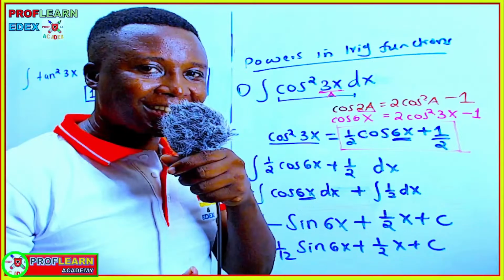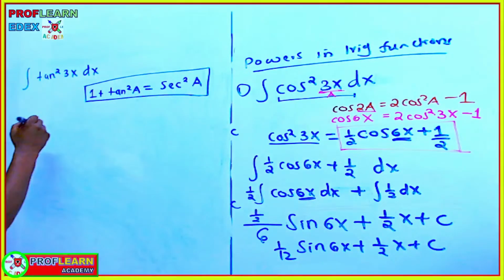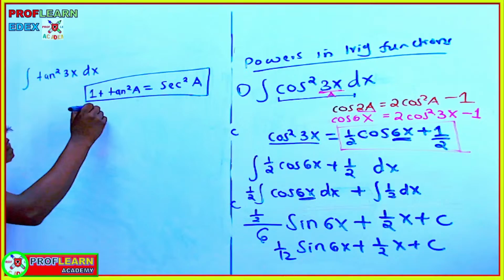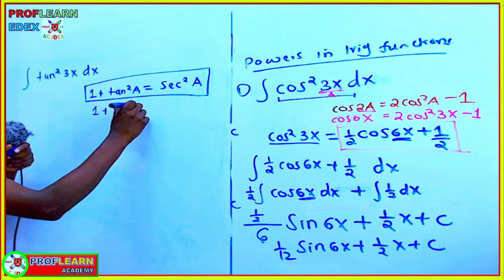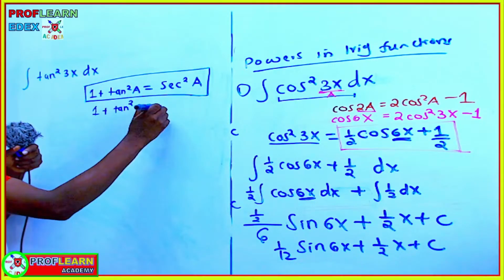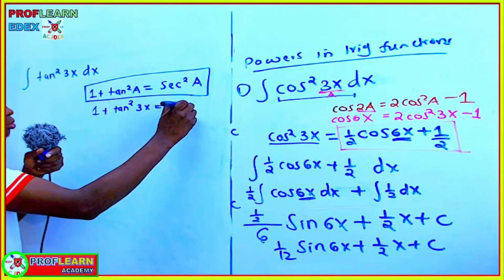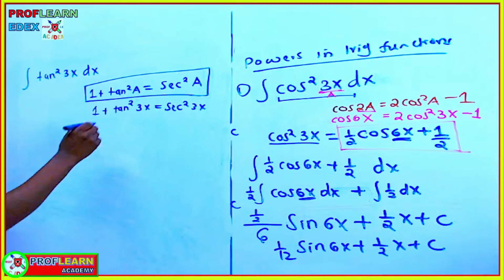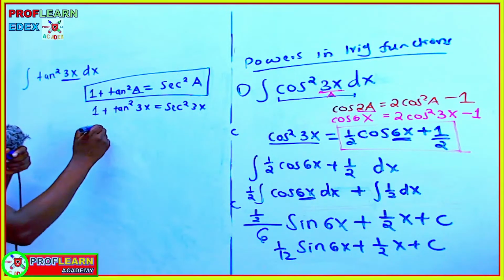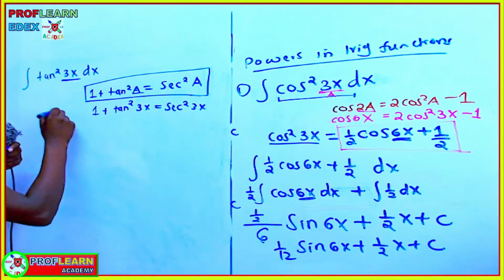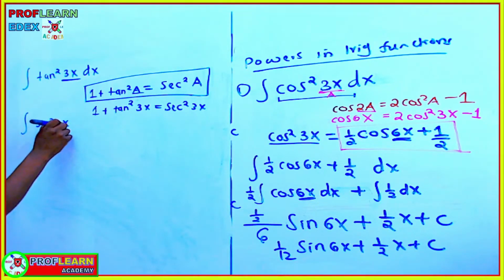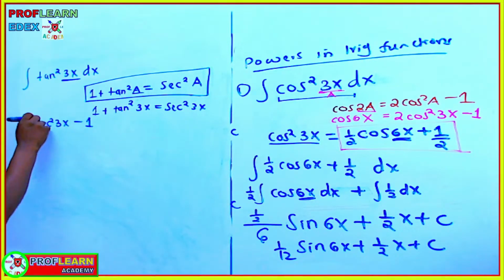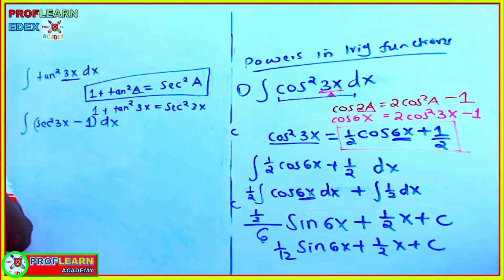So which will mean that we can now say 1 plus tan squared 3x is equal to sec squared 3x, because our A is actually this particular part. So this term can be written as sec squared 3x minus 1 with respect to x, like that.